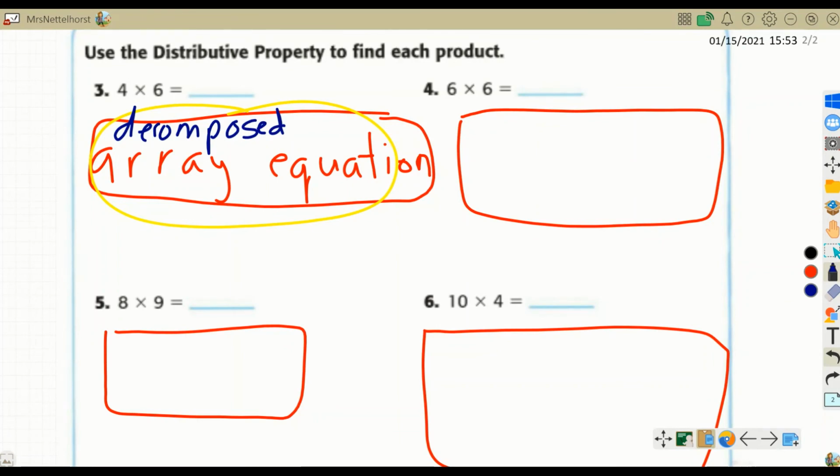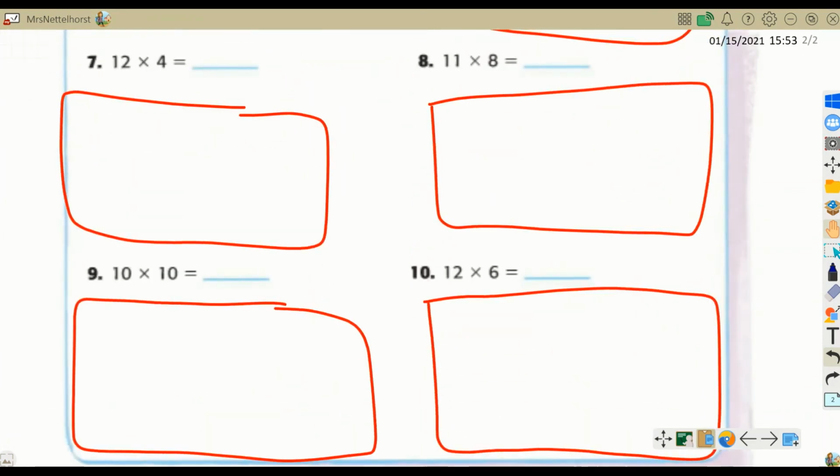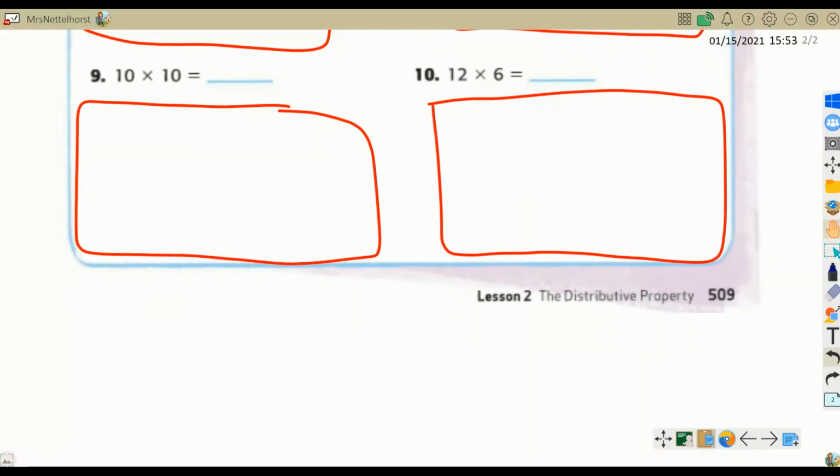Okay, now for the Easter egg. I want you to go to the bottom of the page, down here where it says lesson 2. You can do it in any color you want. I'm going to do it in orange. I want you to draw a little Easter egg. If you want to decorate it, you can.